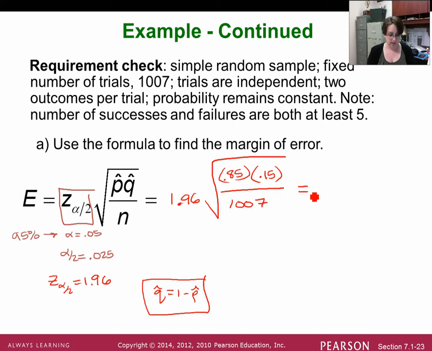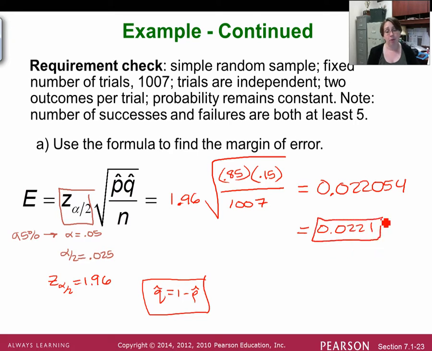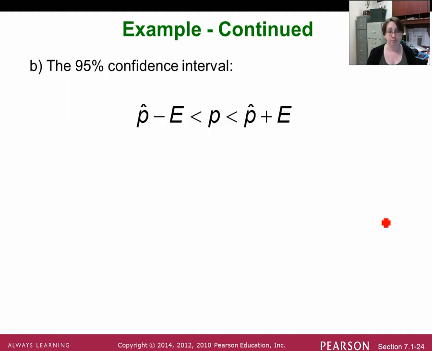Divided by 1007, close parentheses, equals. So I just entered it all at once: 0.022054. Now, try and keep a bunch of decimal places because this is not the end of the problem. For part A, if I were entering it into my StatLab, I would round it to 3 significant figures. But if I'm going to use this in part B, I need to keep as many decimal places as possible, which we are going to use in part B. So we need to fill everything in here.